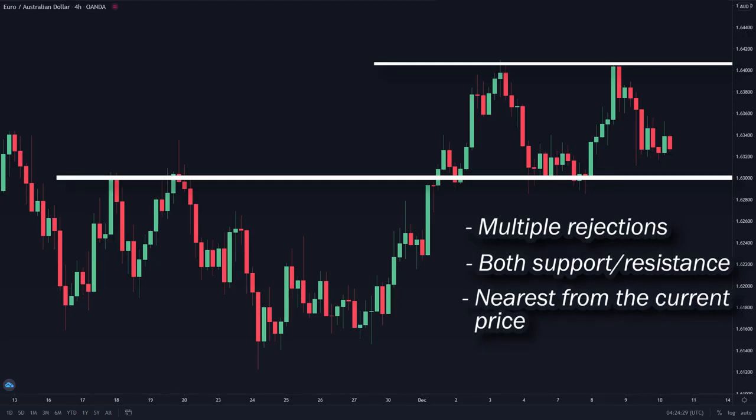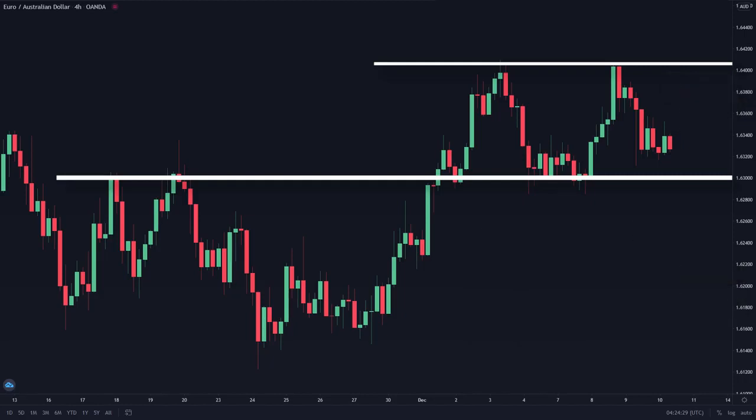So this is why I didn't include this level down here. Even though this level fits the criteria of being a support, it's still too far away from the current price. Therefore, there's really no point of drawing them. So this is how I would draw a support and resistance for this pair.